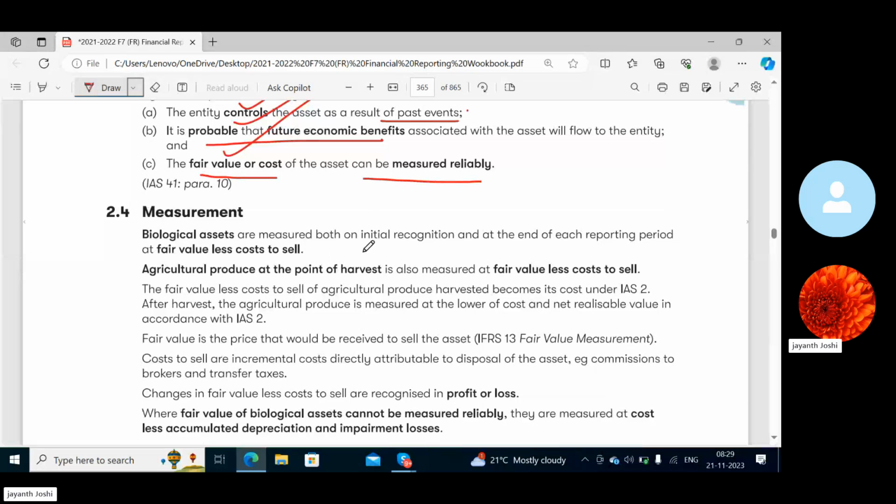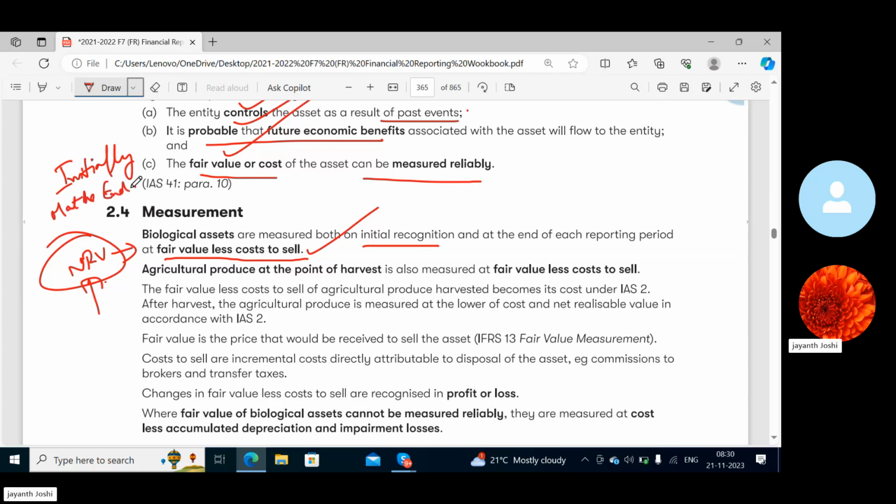Biological assets are measured both on initial recognition and at the end of each reporting period at fair value less cost to sell. Very important. That is NRV. So you always recognize biological assets at what? NRV, initially or at the end, because you always have to find someone to sell that particular biological asset, right?